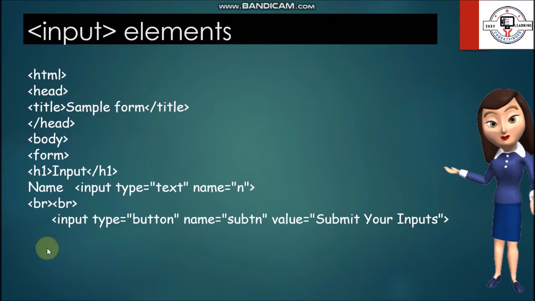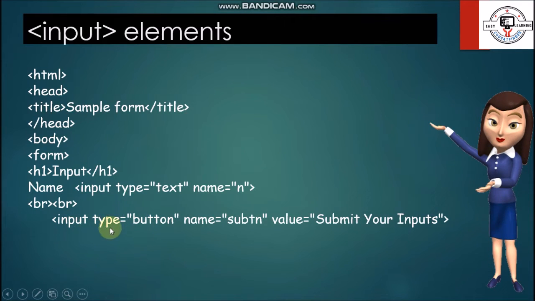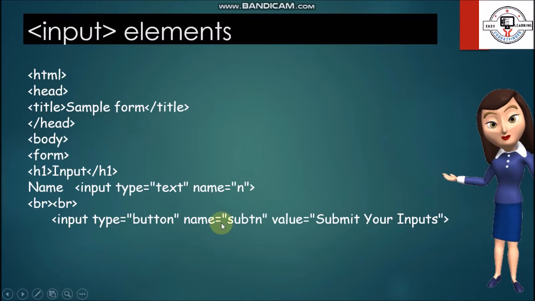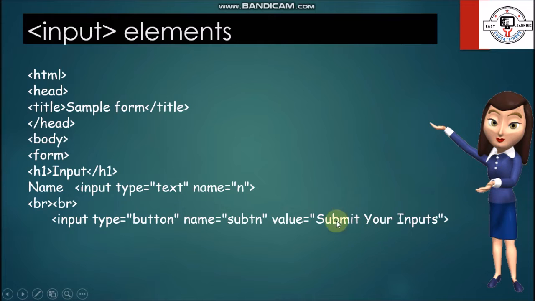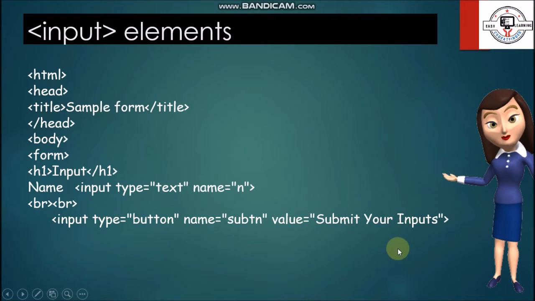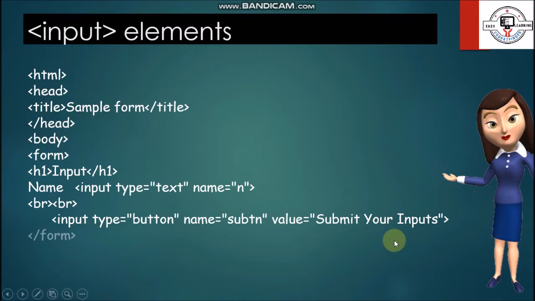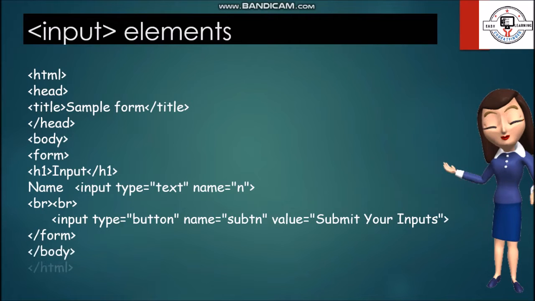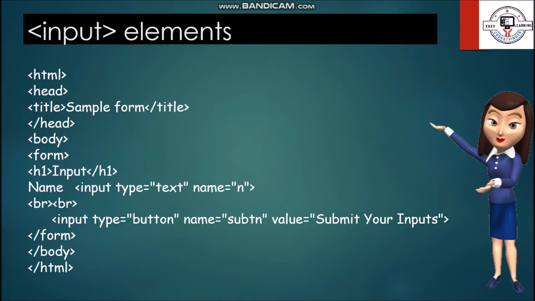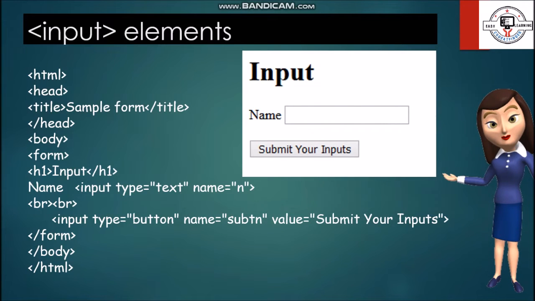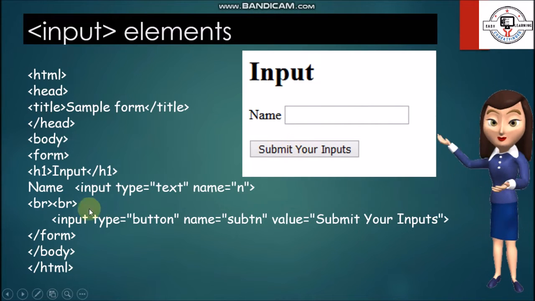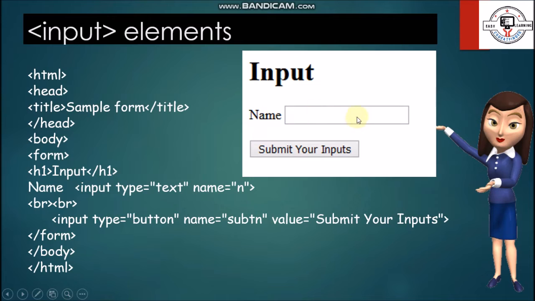Now second, I am taking a button, type will be button. Input is the element, and these are the attributes: type button, name we have to take, and whatever value we take will be shown inside the command button. So whatever command button we are taking, that submit input will be displayed on that command button. Now form close, body close, HTML close. Now see the result. The value is coming here, the name is coming here, and this text box will be generated.